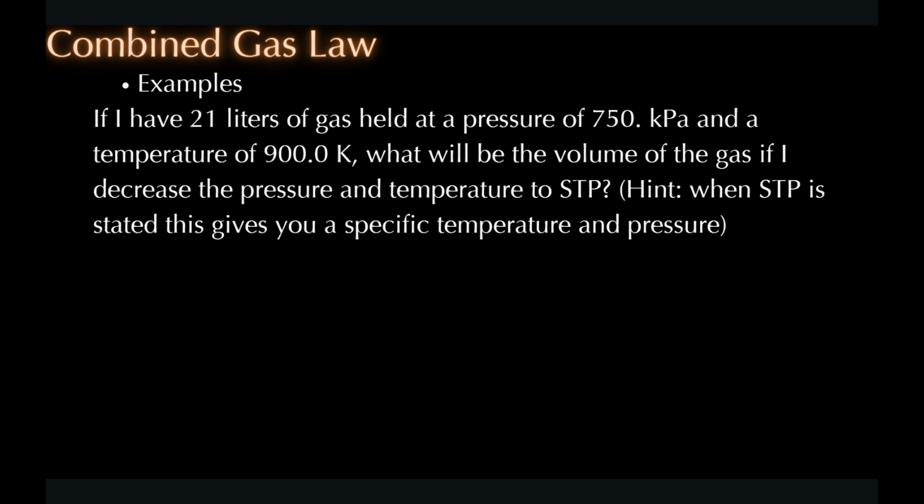Alright, let's go ahead and take a look at our next example. So let's say I have 21 liters of gas held at a pressure of 750 kPa and a temperature of 900.0 Kelvin. What will the volume of the gas be if I decrease the pressure and temperature to STP? So this is when the STP comes back in. It is going to be the standards that we have, our 273 Kelvin and our 1 atmosphere of pressure.